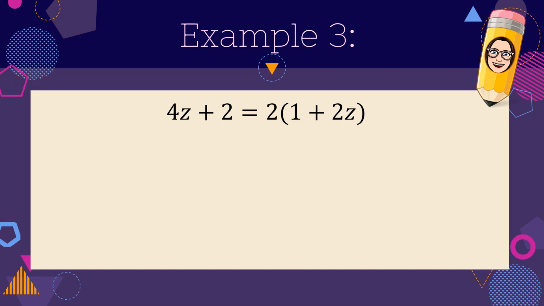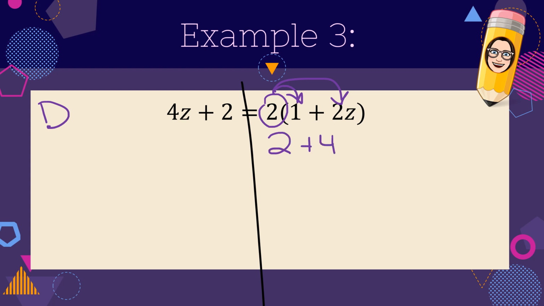Let's take a look at example 3. Step 1, distribute. Oh, I have some work to do here. Let's distribute the 2. 2 times 1, 2 times 2. Drop down what you didn't use. Step 2, combine. I can't combine z's and numbers or numbers and z's. Nothing to combine on the left, nothing to combine on the right.